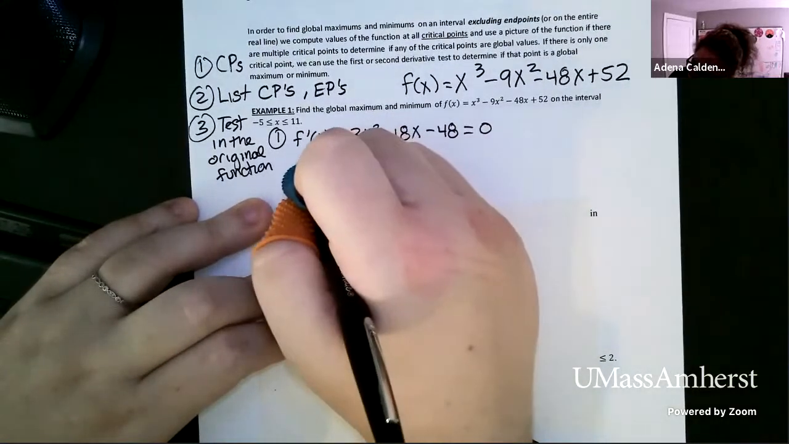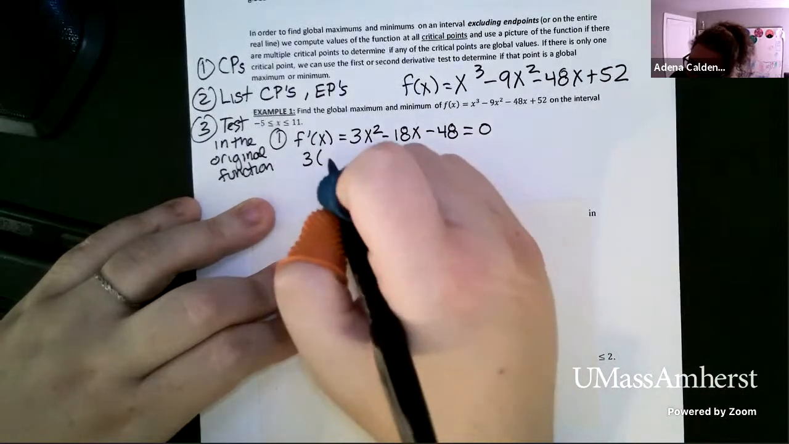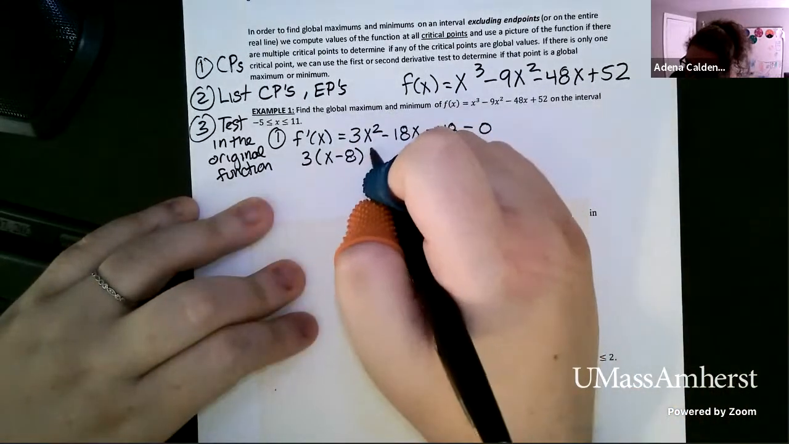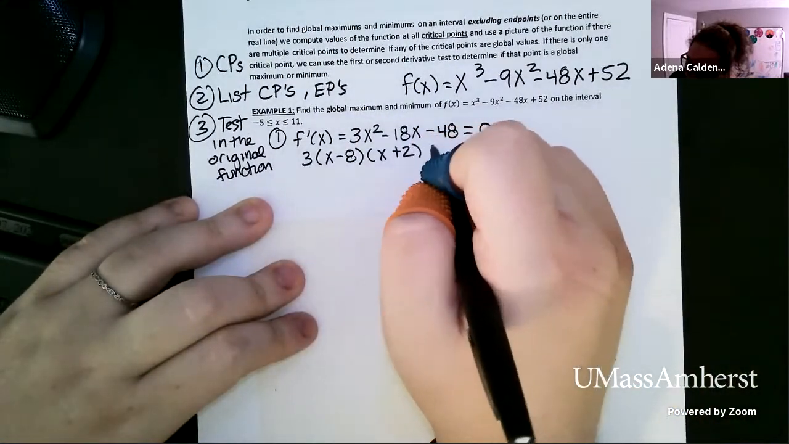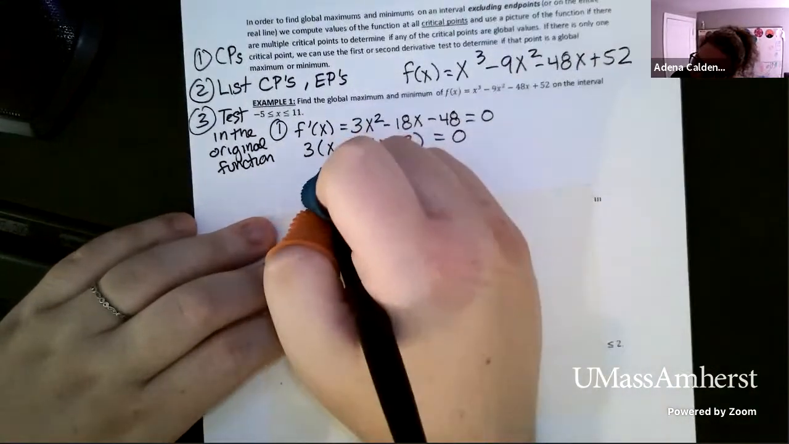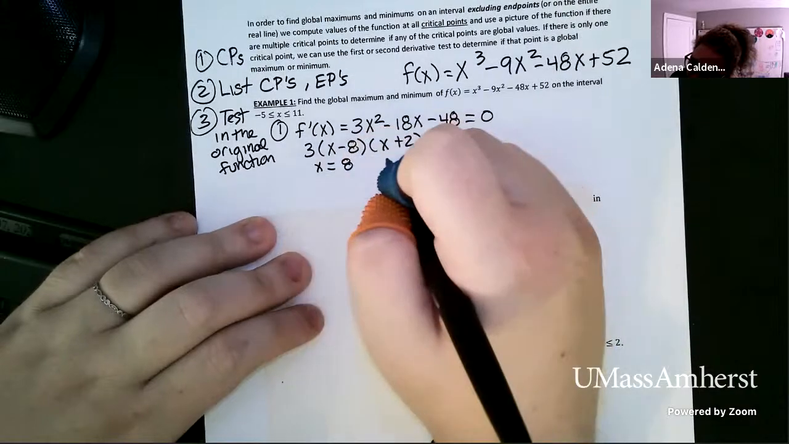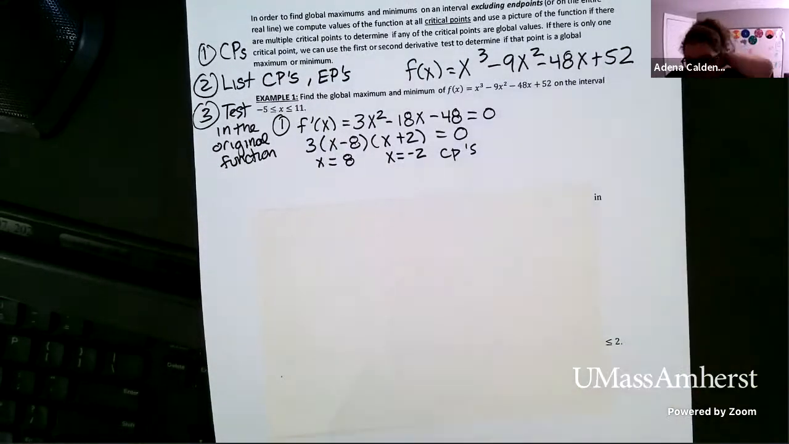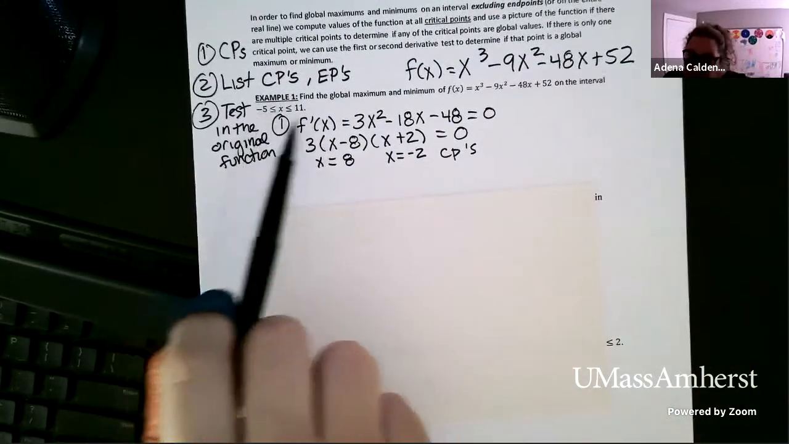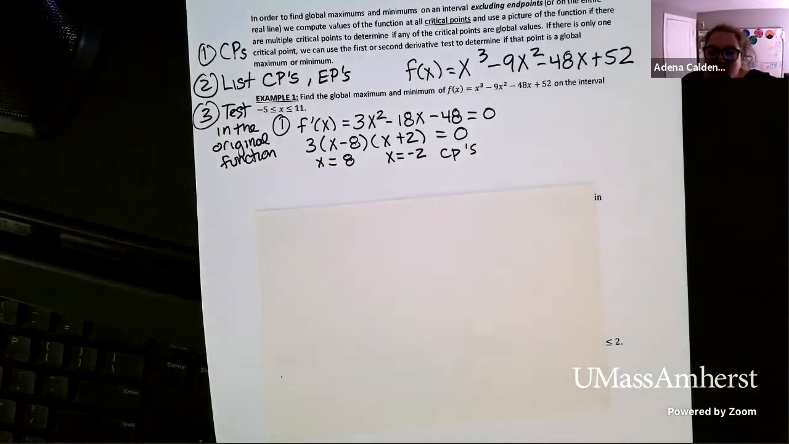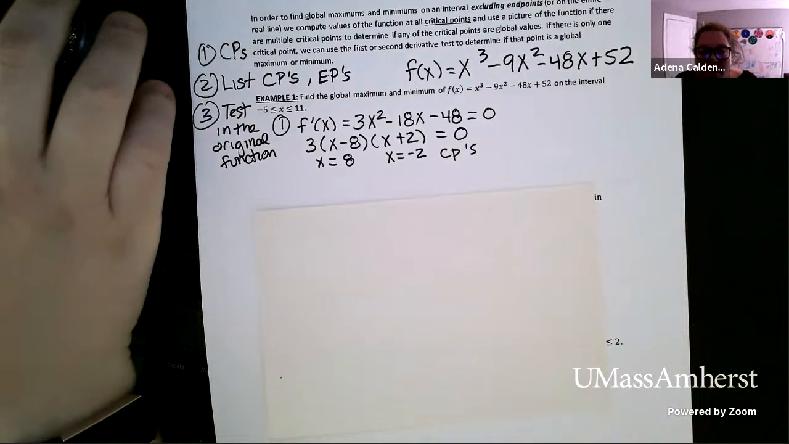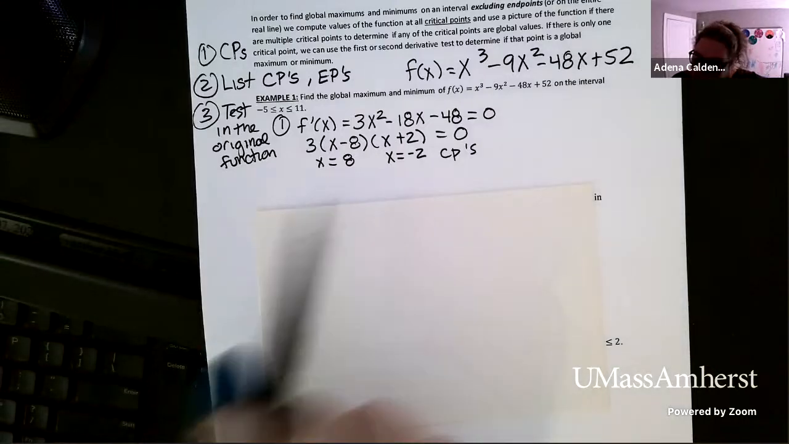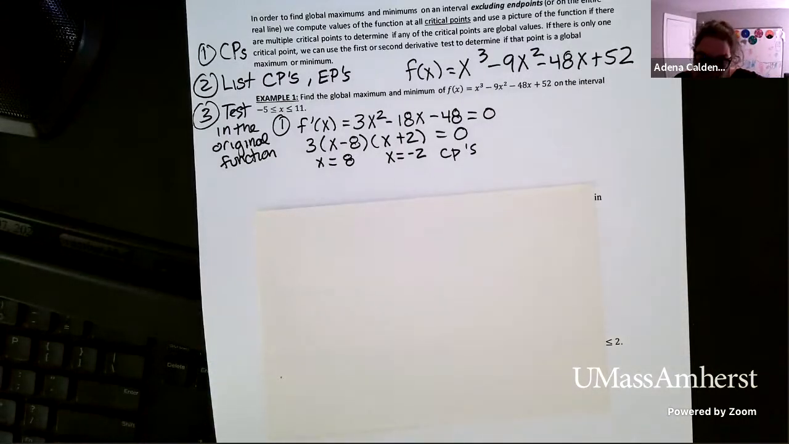So I factored this. Again, you can factor it or you can use the quadratic equation, whichever you prefer is totally fine. But I have 3 times (x minus 8) times (x plus 2) equals 0. So that tells me I have critical points at x equals 8 and x equals -2. Once I have my critical points, I need to check to see if they exist on the interval I'm given. For this one, the interval is between -5 and +11. Both of these numbers are between -5 and +11, so I can use them.